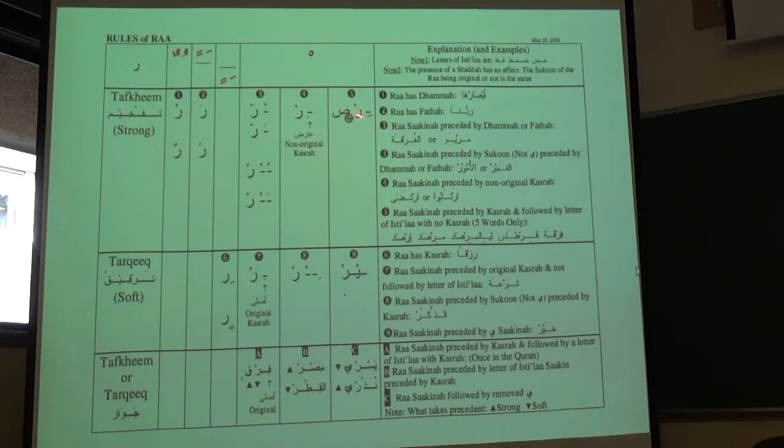and we only mention that there is harf isti'la after it without the kasra, then it makes it a lot easier, because the dhamma makes it strong, the fatha will make it strong, and the kasra will also make it strong if it has harf isti'la after it. That means if there is a harf isti'la after it that doesn't have a kasra, whether there is a dhamma or fatha or kasra before it, it's still strong. That's the point that Brother Hanif is trying to make.